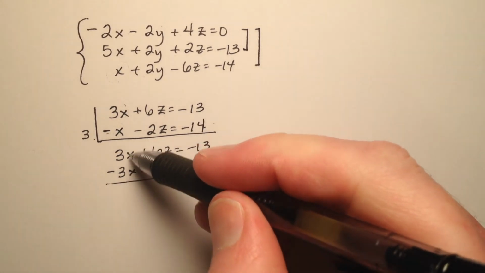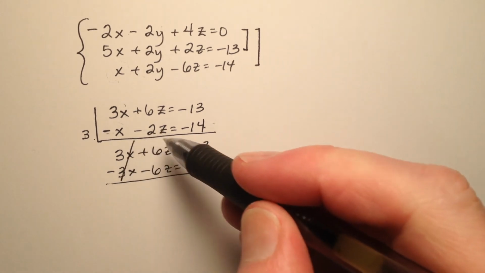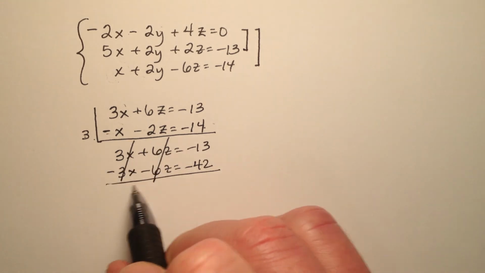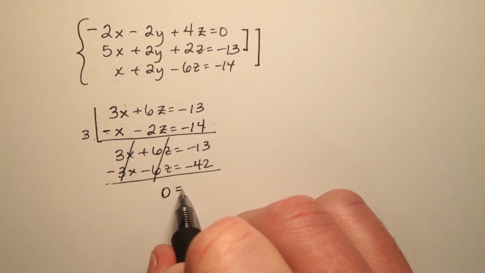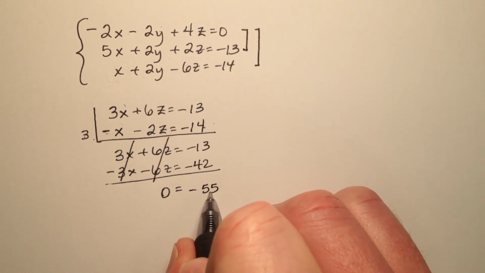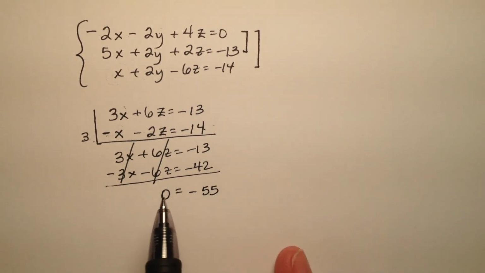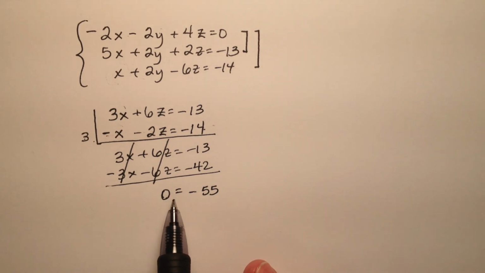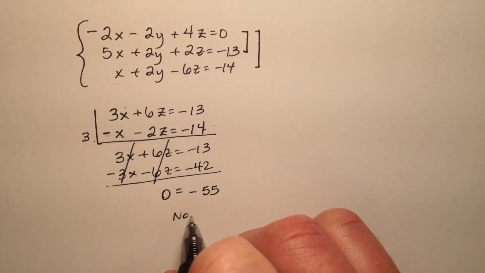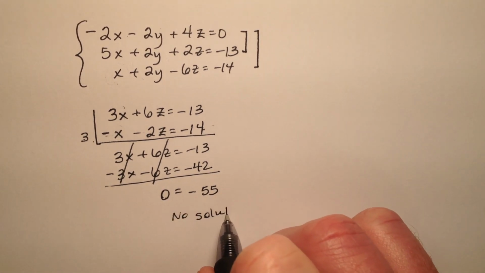So the point of that was to eliminate my x's, but it looks like it also eliminated my z's. So my left side ends up being just 0, and my right side ends up being a negative 55. Well, I'm out of variables. All my variables canceled, and I was left with this false statement, 0 equals negative 55. So I know that this system has no solution.